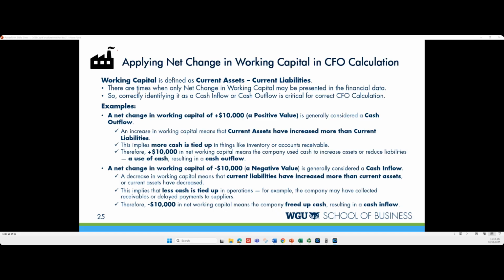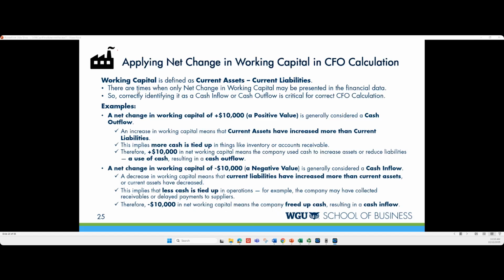So if we see that net change of working capital shows up as $10,000, a positive value, well, that's going to be considered a cash outflow because it means that our current assets had increased more than our current liabilities. So that means more cash has been tied up in things like inventory or accounts receivable. So it's going to be a cash outflow, a use of cash.